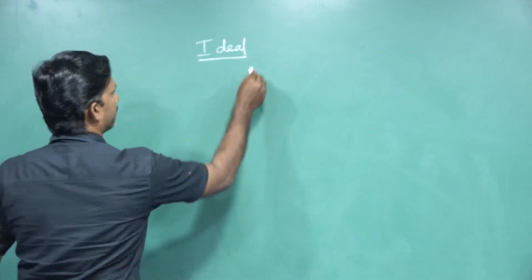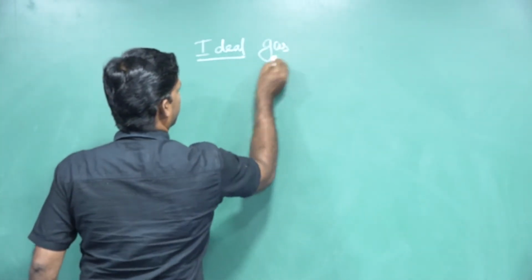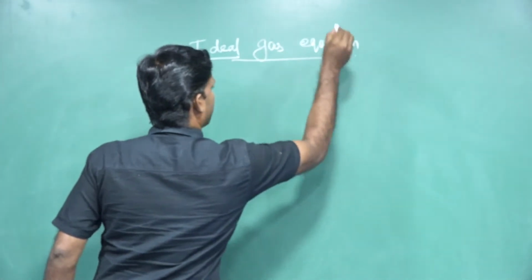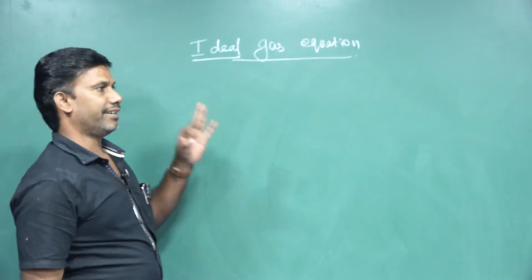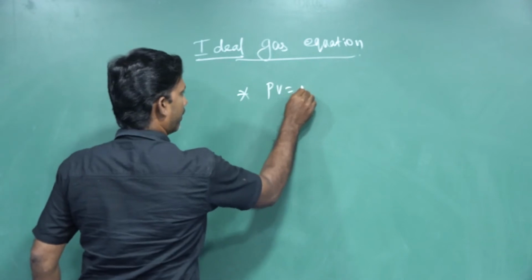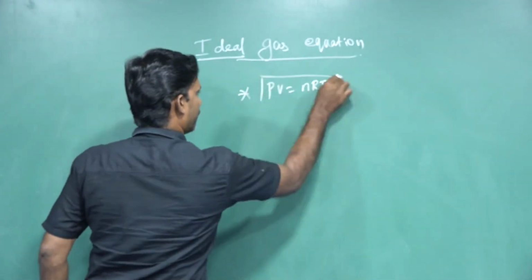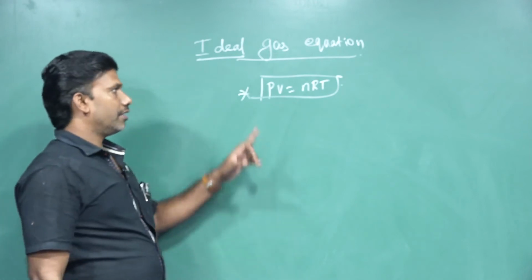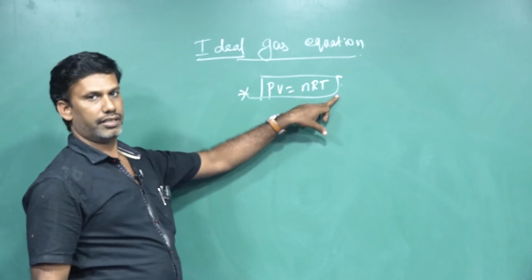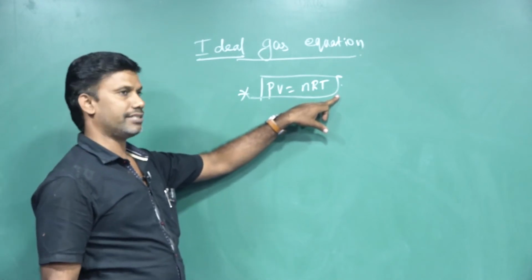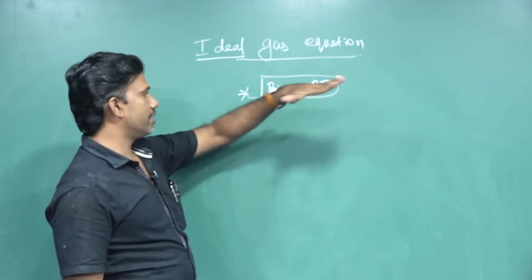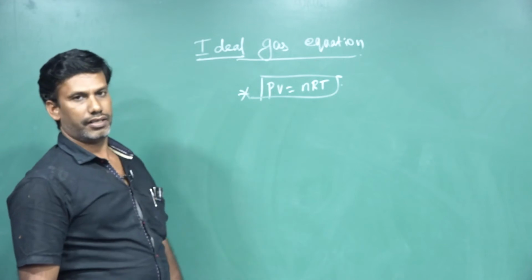Ideal gas equation. First of all, you should know what an ideal gas is. The gas which obeys PV equal to nRT in all conditions. This is the ideal gas equation. The gas which obeys this equation at all conditions is called the ideal gas. It is impossible to have such a gas, but we are saying that the gas which obeys this equation is called the ideal gas.